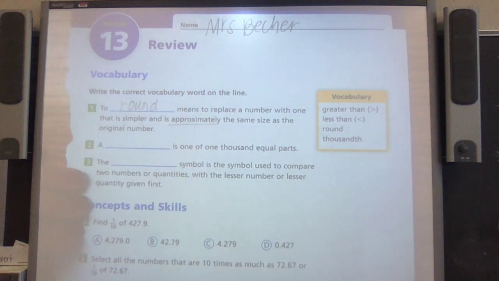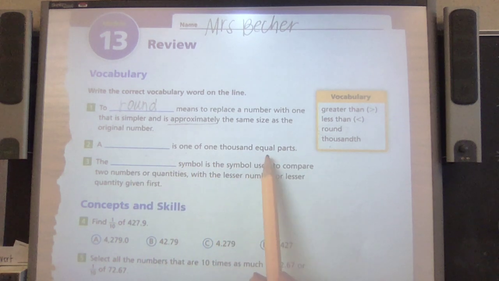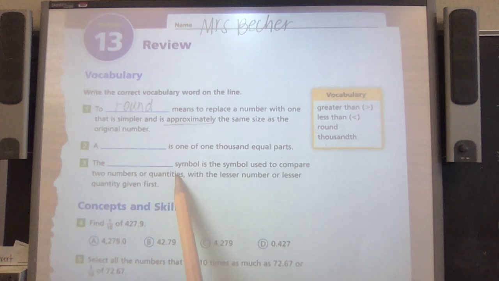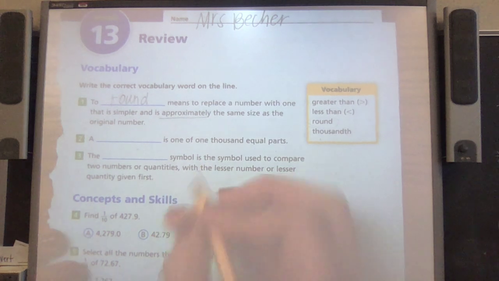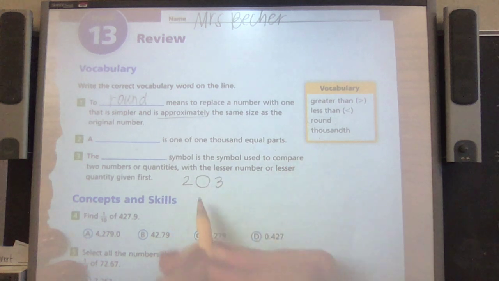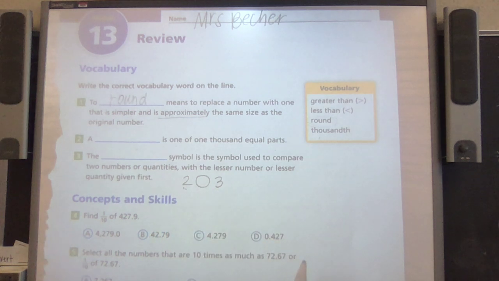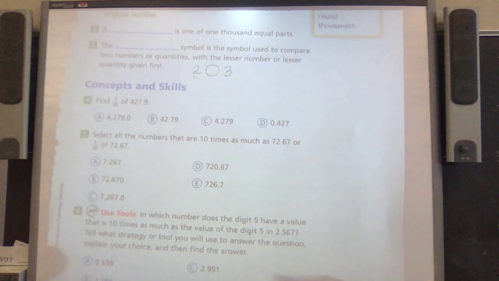Okay, so you're going to do number 2 and 3. 2 says a blank is one of 1,000 equal parts. And 3 says the blank symbol is the symbol used to compare 2 numbers with the lesser number or lesser quantity given first. So that would mean you've got something less. What symbol do you put here when the digit that's smaller comes first? So what would be right there to complete that sentence? Okay? All right, let's look at number 4.